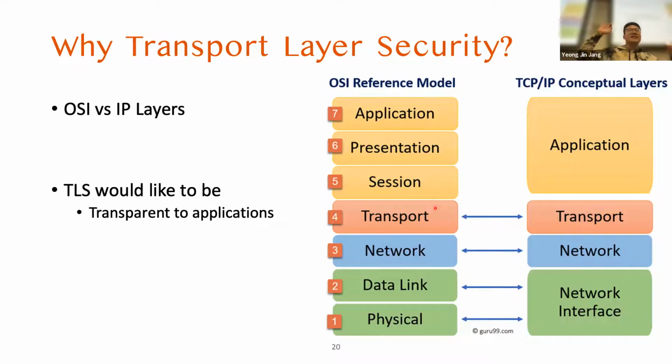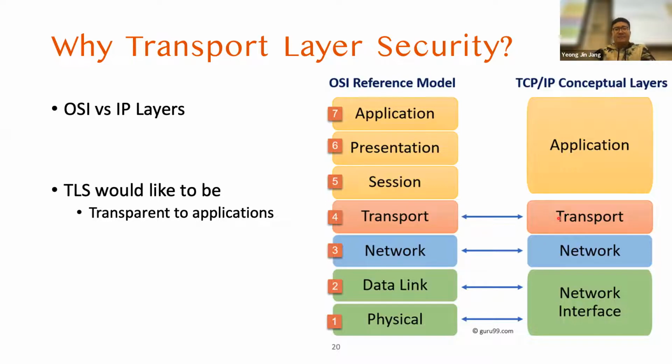But in the TCP/IP model, they regard all these session, presentation, and application layers as one application layer. And where the transport layer security sits is in between the application and the transport layer. That's why we call it transport layer security. So anything above the transport layer will be protected by transport layer security and then go down. So that's the thing.